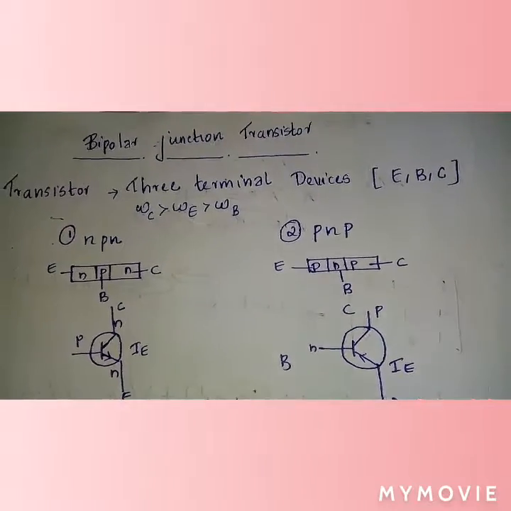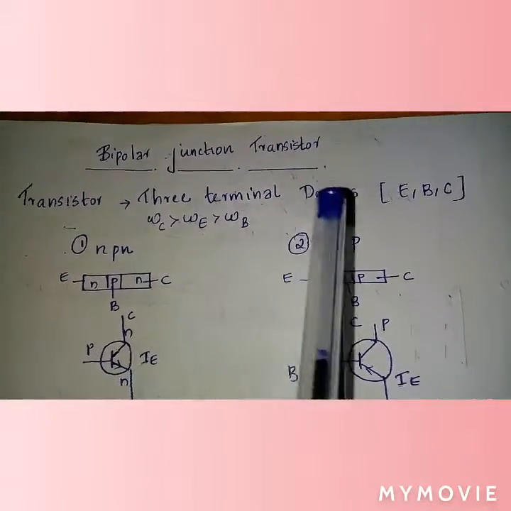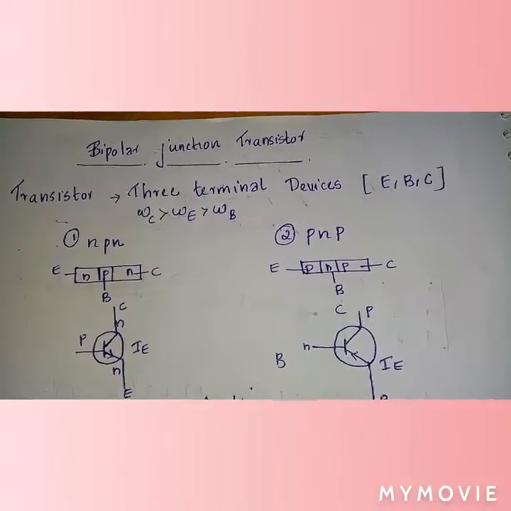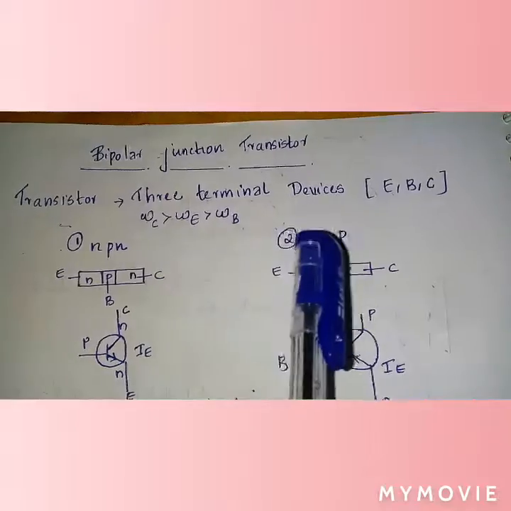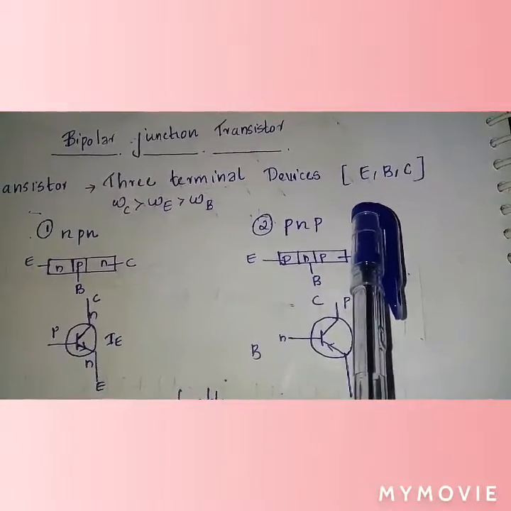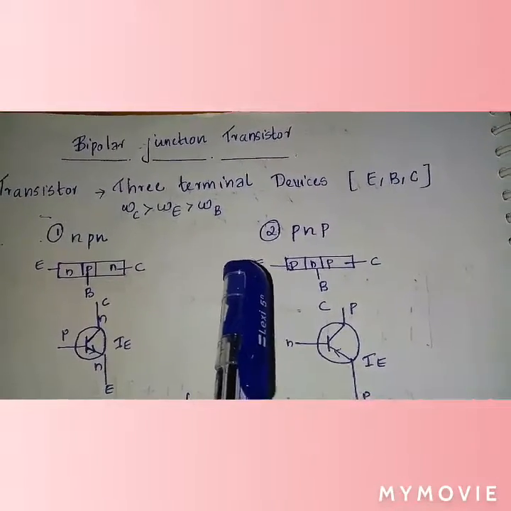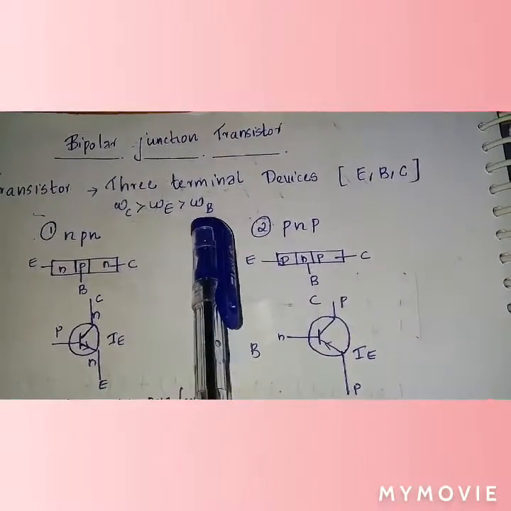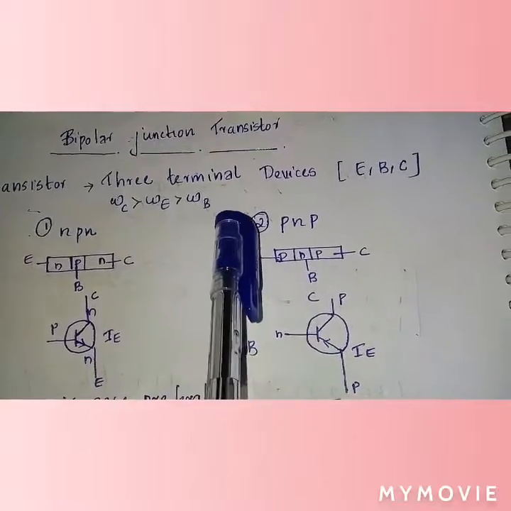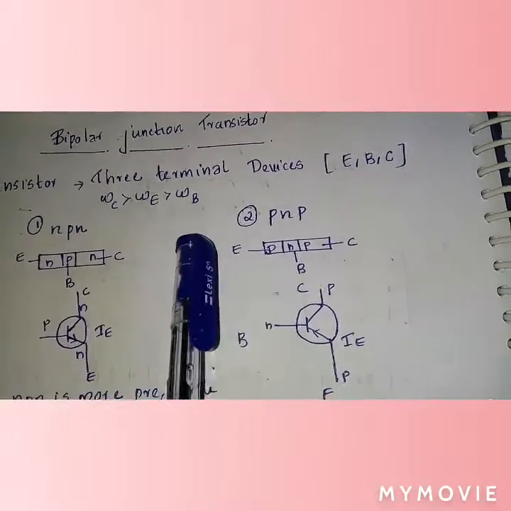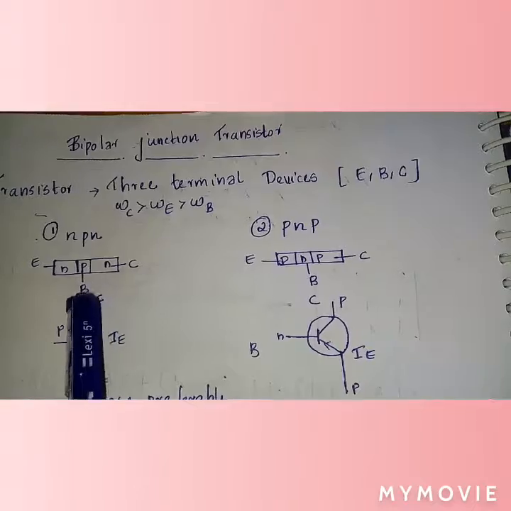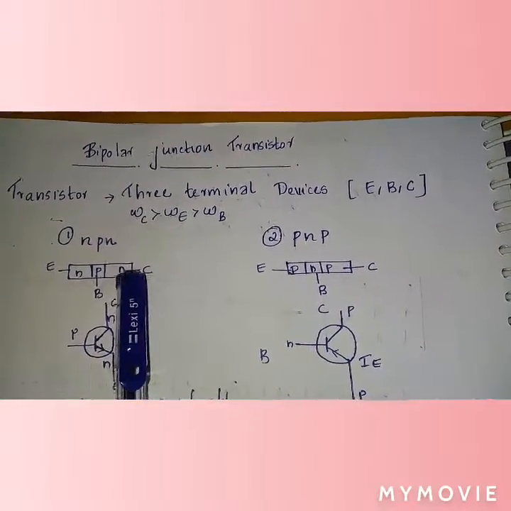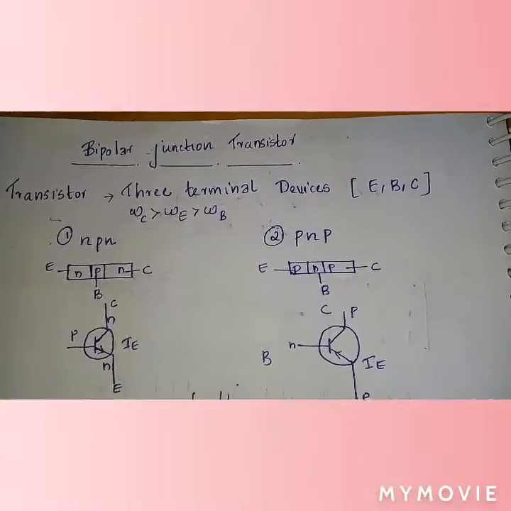Today we are going to study the bipolar junction transistor. Here we know that the transistor has three terminal devices: emitter, base, collector, in which the width of the collector is greater than the emitter, which is greater than the base. So the base width is very small. The collector width is more than the emitter and base.